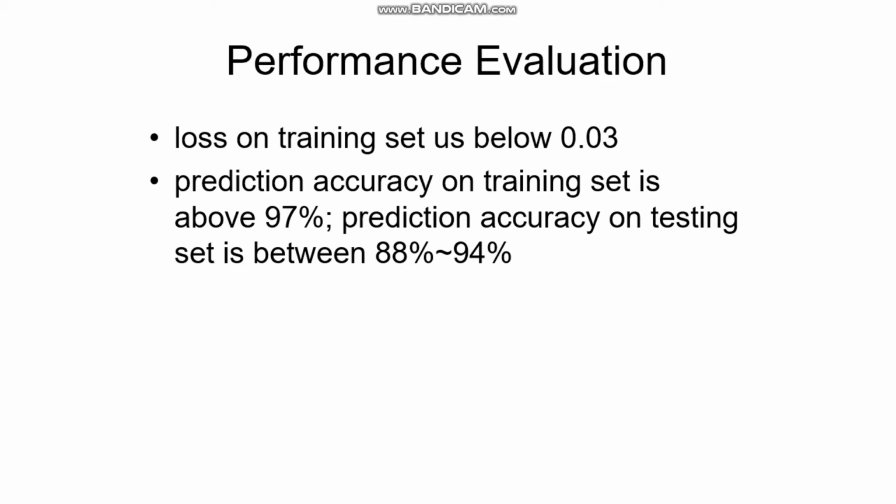The average loss on the training side is about 3%. The prediction accuracy on the training side is above 97%, and the prediction accuracy on the testing side is between 88 and 94%.